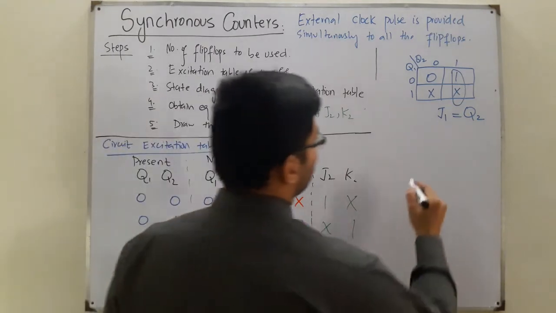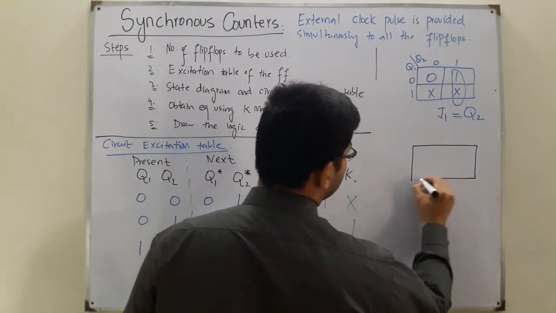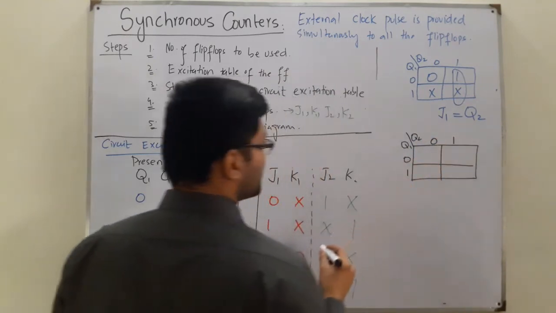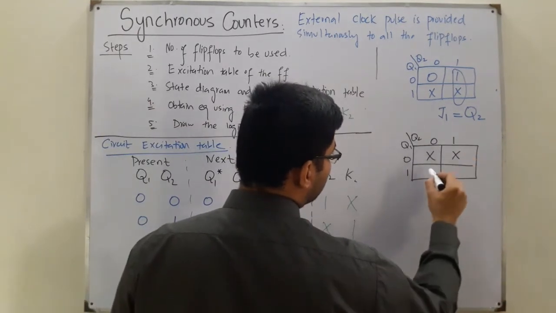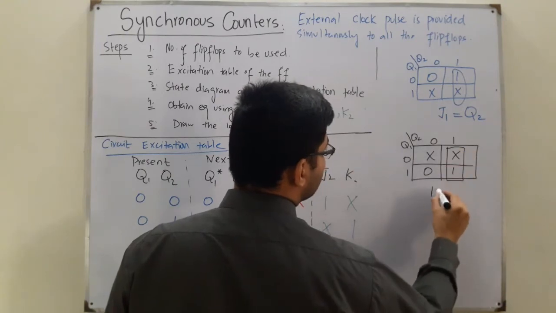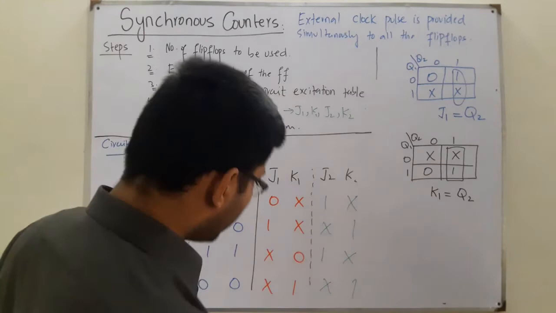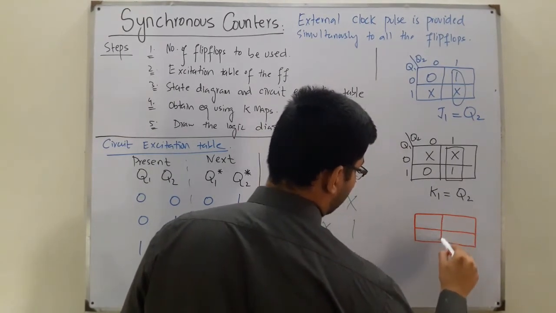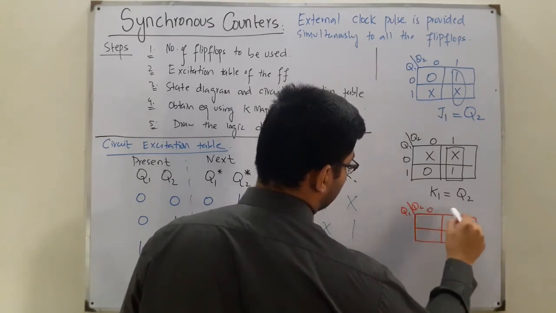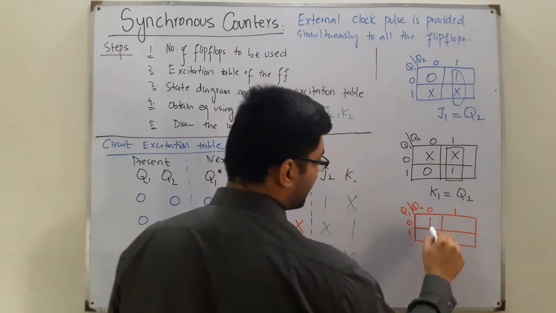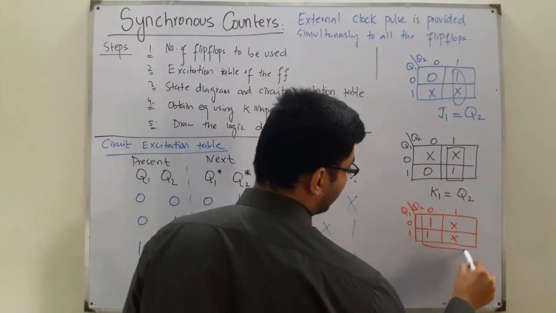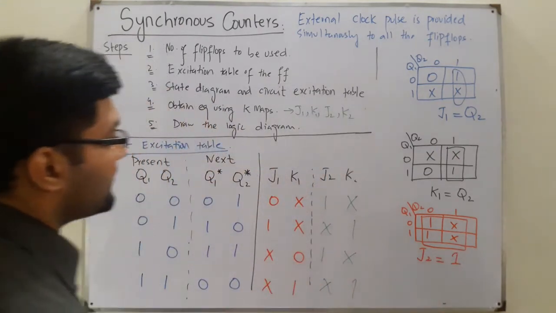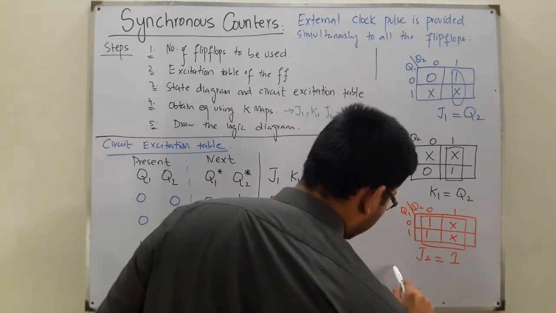Now have a look. For K1, again we have the same four cells map. In this way you have Q1 and Q2 as the inputs, 0, 1, 0, 1. So K1 is don't care, don't care, 0, 1. Don't care, don't care, 0 and 1. So again this is the group, which means K1 is also equal to Q2. Fine. For J2, Q1, Q2, 0, 1, 0, 1. For J2, 1 don't care, 1 don't care, 1 don't care, 1 don't care. So I can group all of them. If I take the don't cares as 1, this is J2 and it is equal to logic 1. Fine.